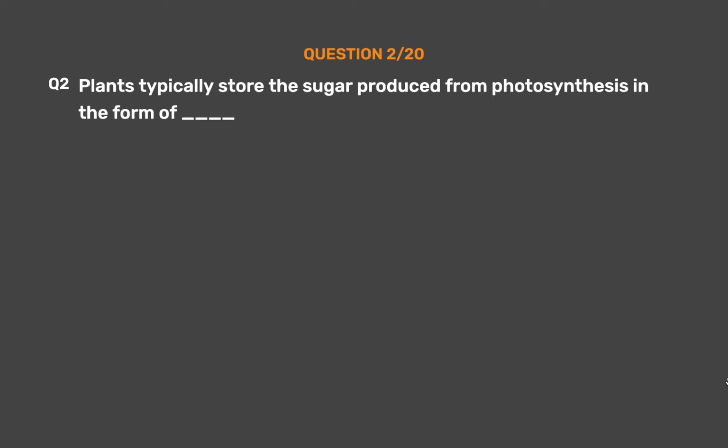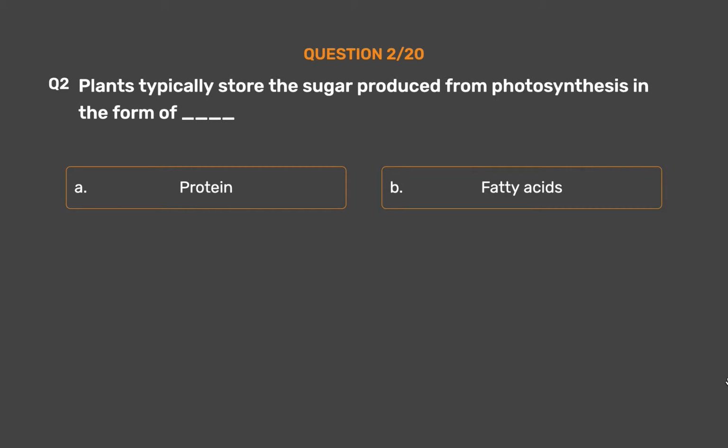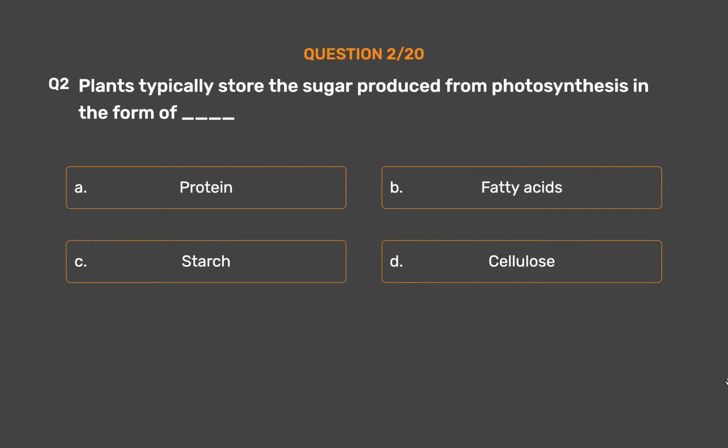Question number 2. Plants typically store the sugar produced from photosynthesis in the form of _. Option A. Protein. Option B. Fatty acids. Option C. Starch. Option D. Cellulose.